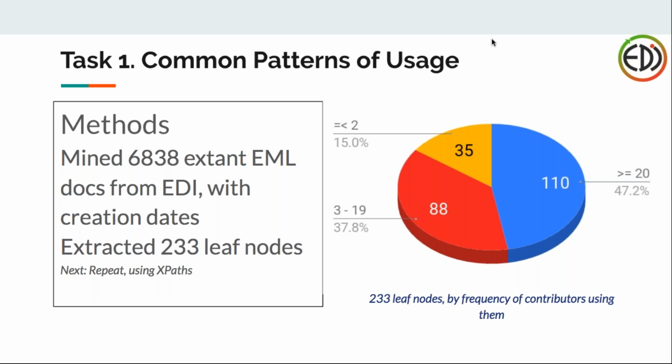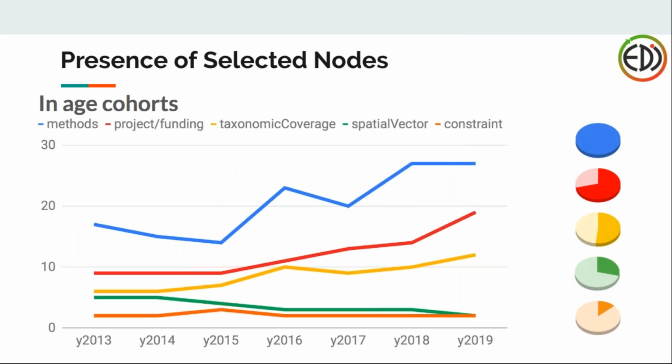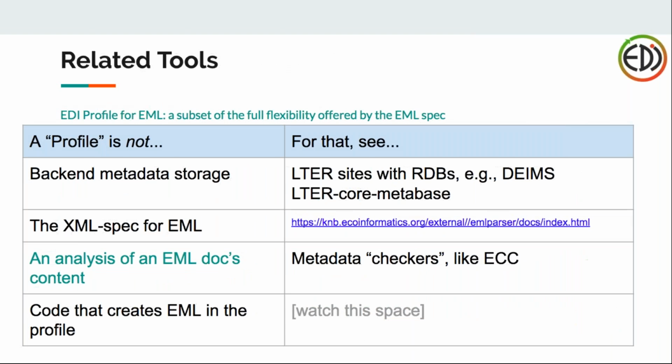There are currently, I already said that, 233 leaf nodes in use, but that's not XPaths. XPaths are where in the XML document it actually lives. So creator can appear in like 5 different places. When we look at creator here, we're looking at it at one place. So we need to repeat this analysis with XPaths.